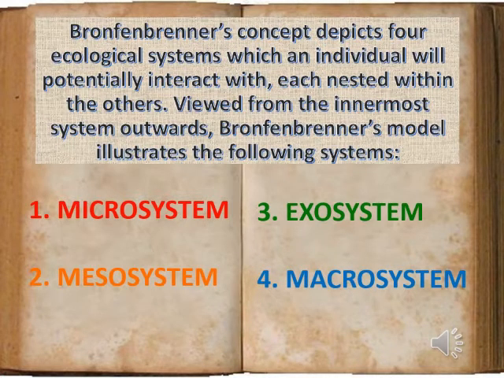Bronfenbrenner's concept depicts 4 ecological systems, which an individual will potentially interact with, each nested within the others. Viewed from the innermost system outwards, Bronfenbrenner's model illustrates the following systems. First, the microsystem. Second, mesosystem. Third, the exosystem. And last, macrosystem.